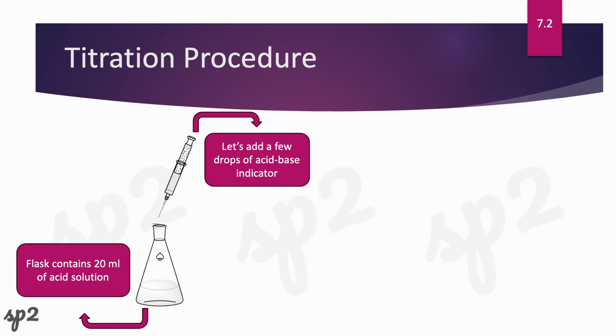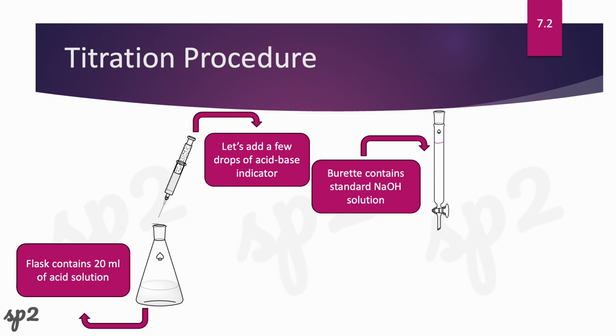Now I'm going to add a few drops of my indicator. The idea of the indicator here is that most acids and bases are colorless, so we typically need some help to navigate through the procedure. If I add an indicator here, the color change is going to help me know where we are. So just a few drops of my indicator here.